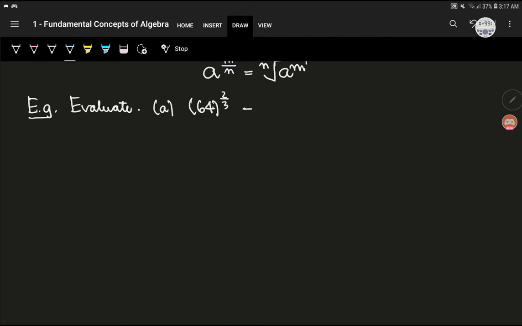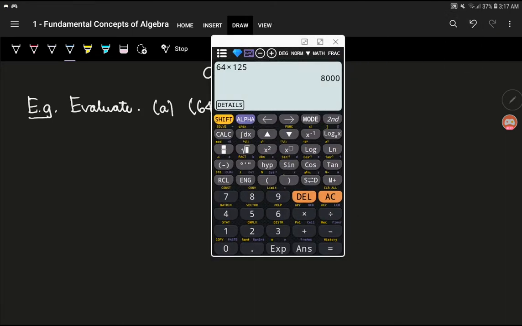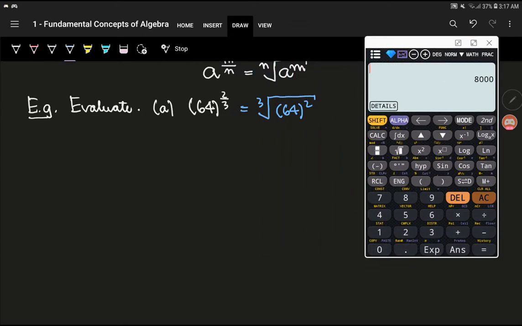Okay, I think it's better to use blue. So we have 64 to the power of 1 over 3, squared. Now, I think you can use a calculator here. If you prefer to use a calculator, you can simply use it directly.